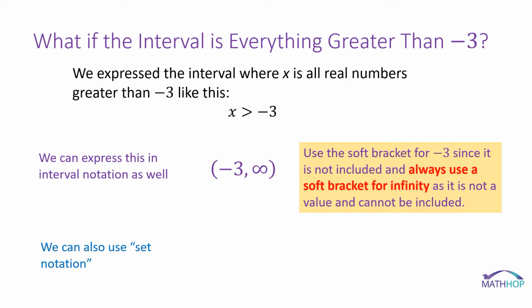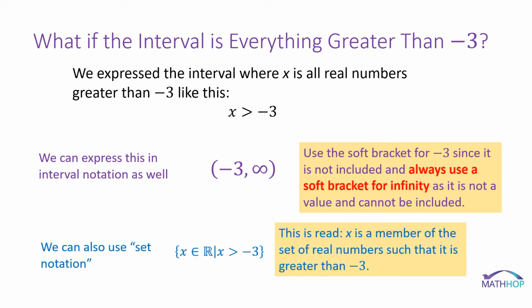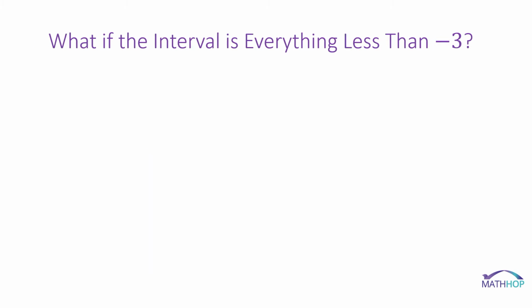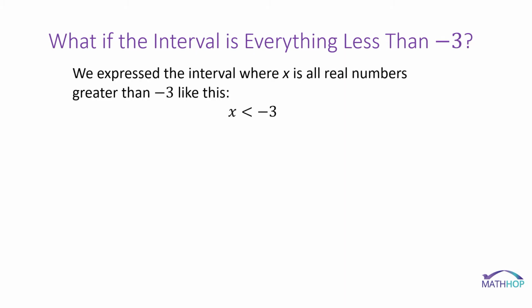Set notation looks like this. X is a member of the set of real numbers such that it is greater than -3. Very easy. If you can do the inequality and you can remember this math symbolism, you can do set notation. Well, we did greater than -3. Let's do less than -3. So what if the interval is everything less than -3? Then we simply wrote x is less than -3.